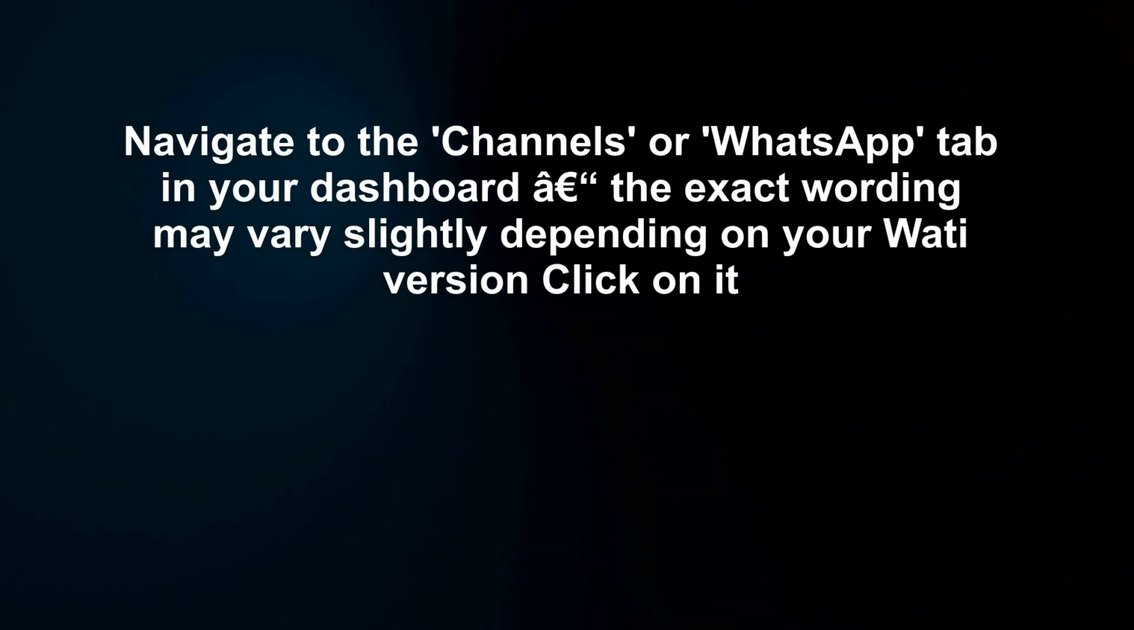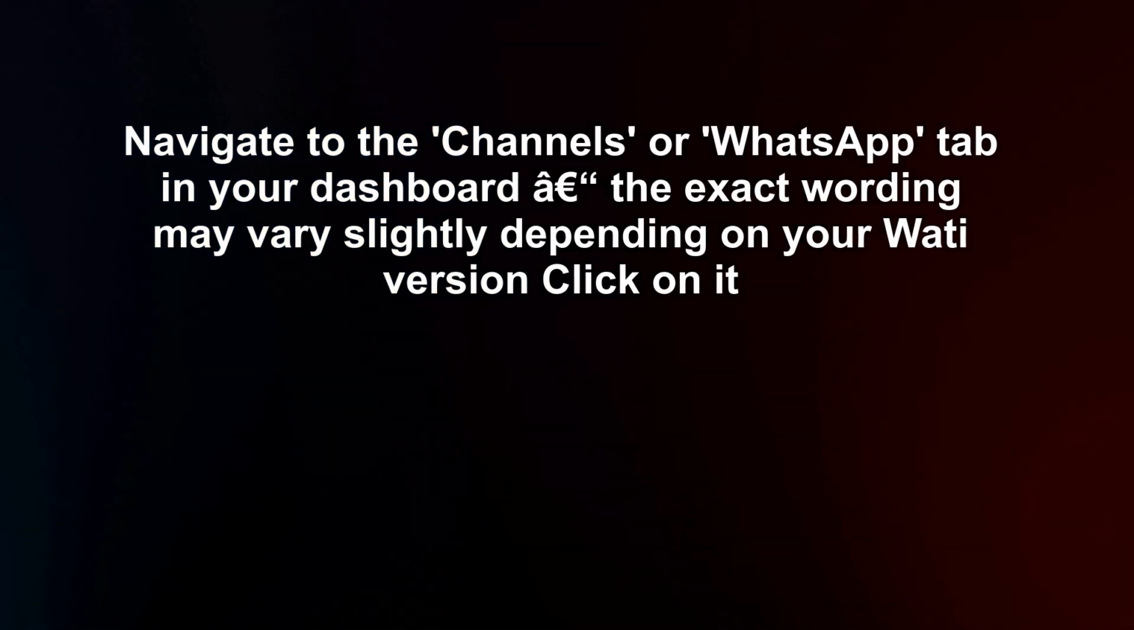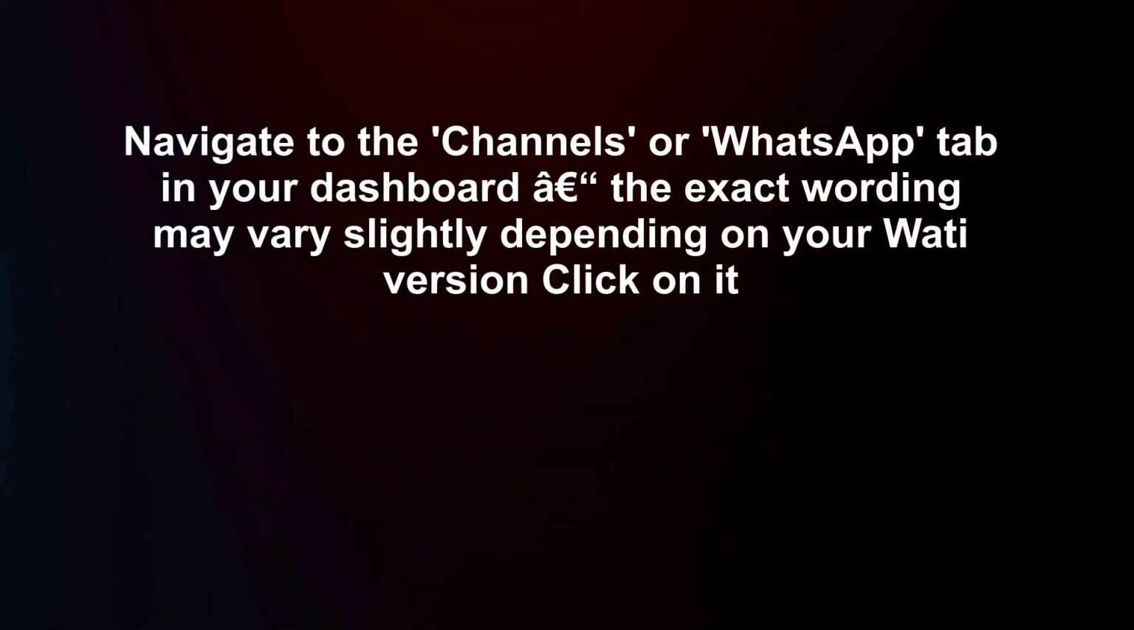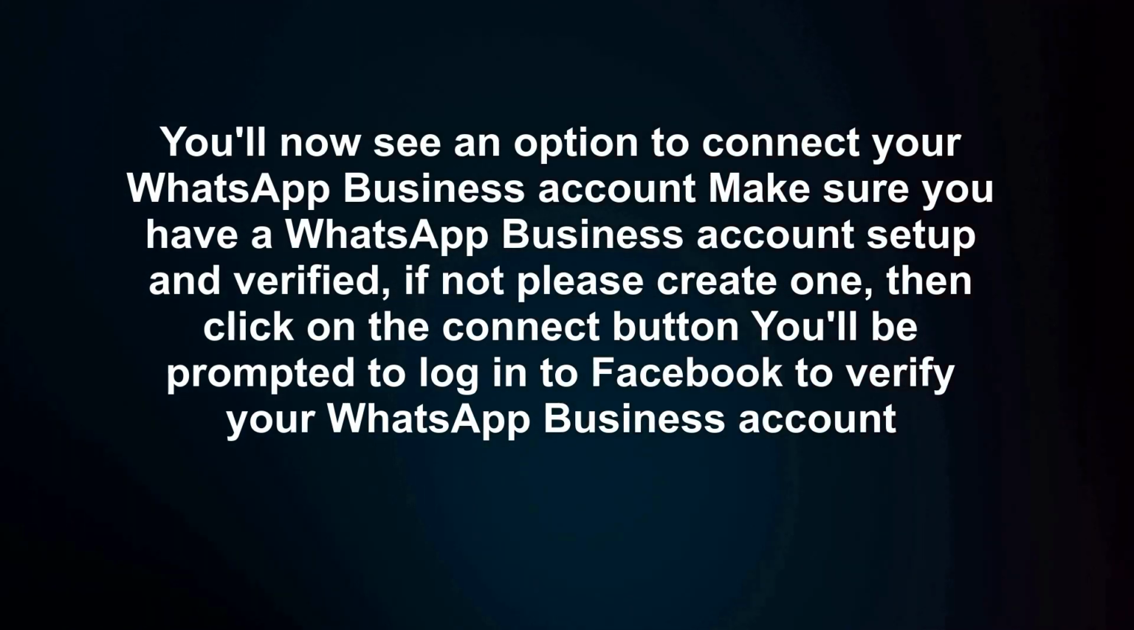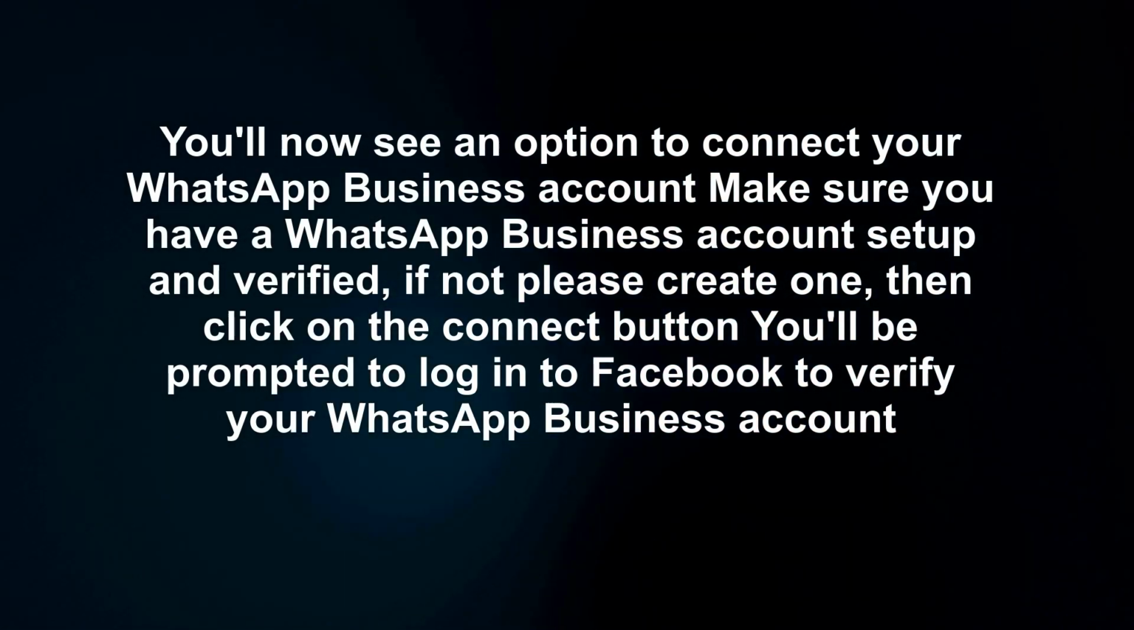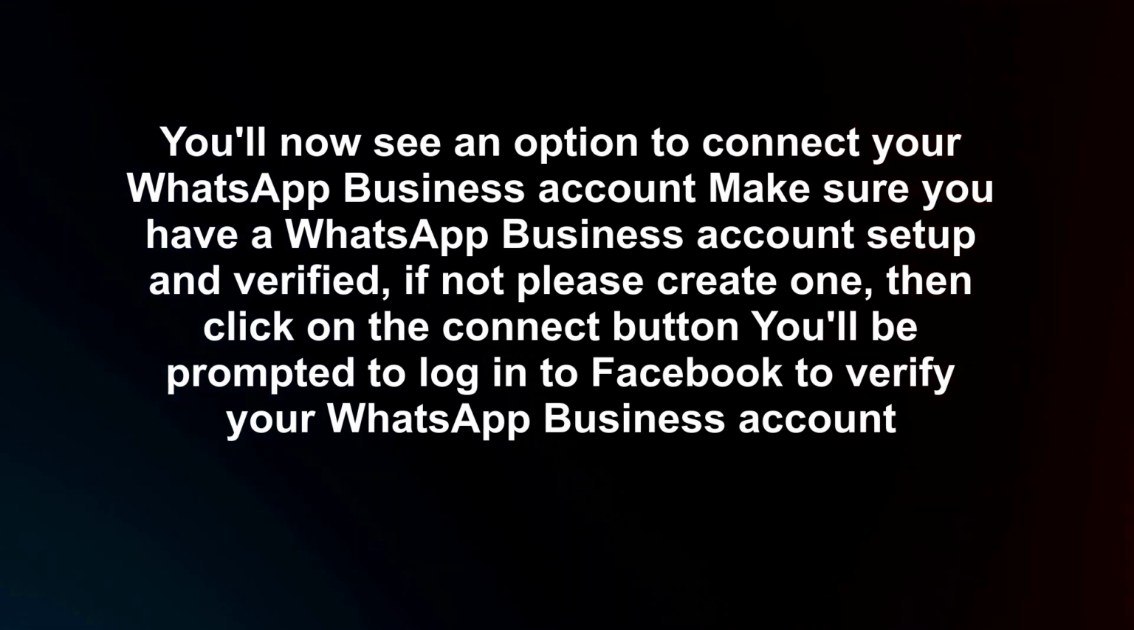Navigate to the Channels or WhatsApp tab in your dashboard. The exact wording may vary slightly depending on your Wati version. Click on it. You'll now see an option to connect your WhatsApp business account. Make sure you have a WhatsApp business account set up and verified. If not, please create one.